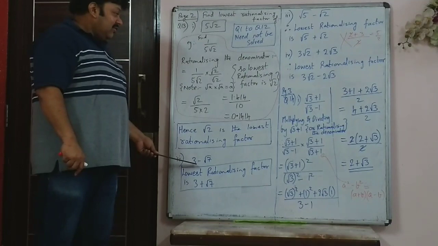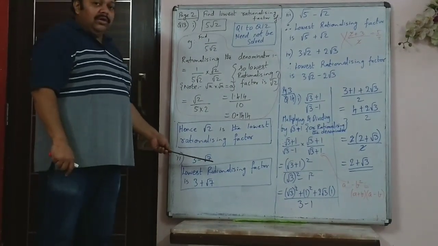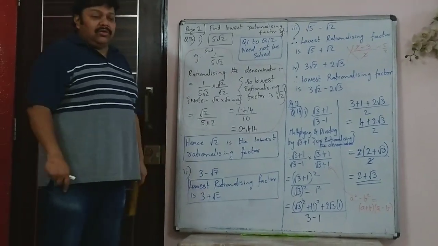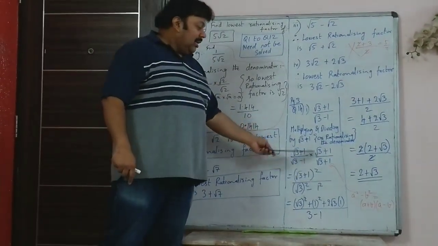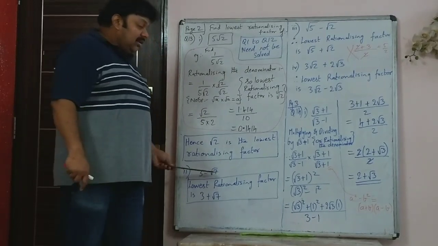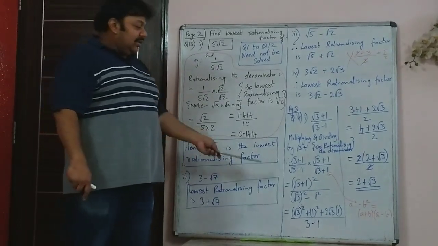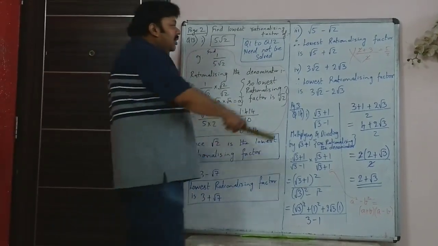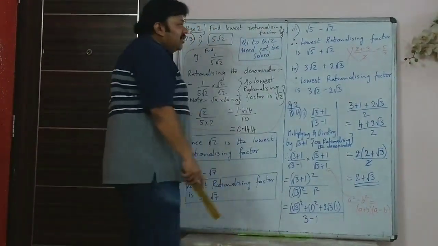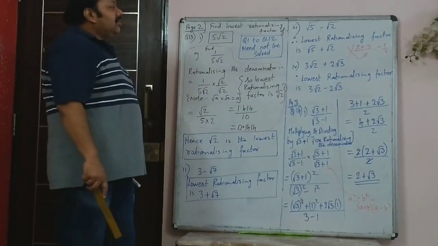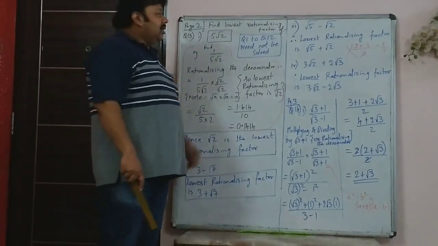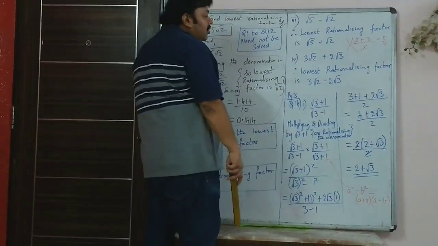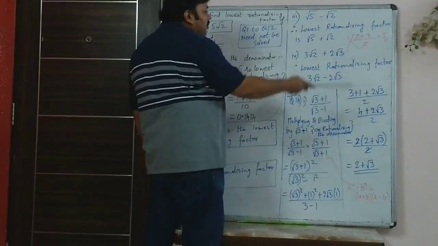What is the lowest rationalizing factor of 3 minus root 7? Here obviously it has to be 3 plus root 7 because you know that if you multiply and divide with the same number but with opposite sign, then only you can rationalize the denominator. Similarly, third question they have asked, what is the lowest rationalizing factor of root 3 minus root 2? So it has got to be root 5 minus root 2, it will be root 5 plus root 2. Just the sign is different.